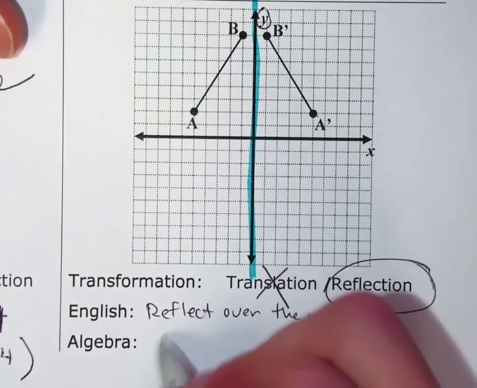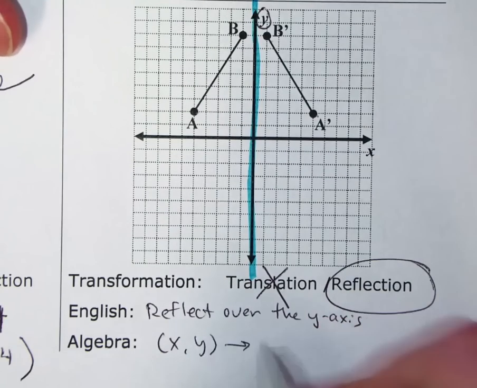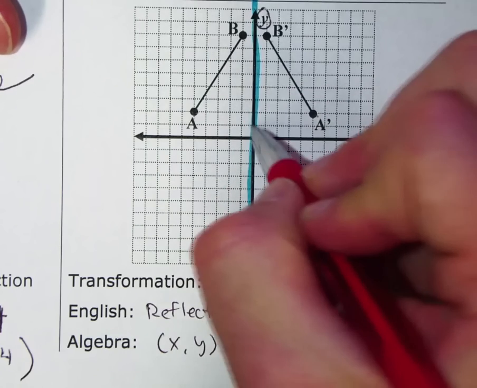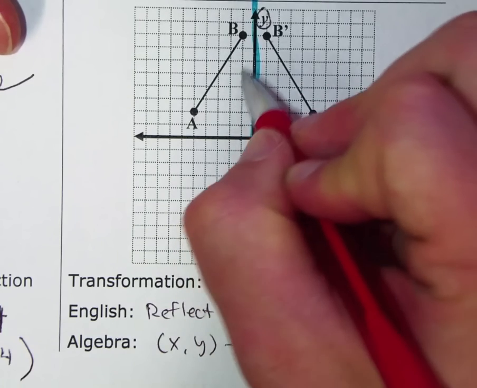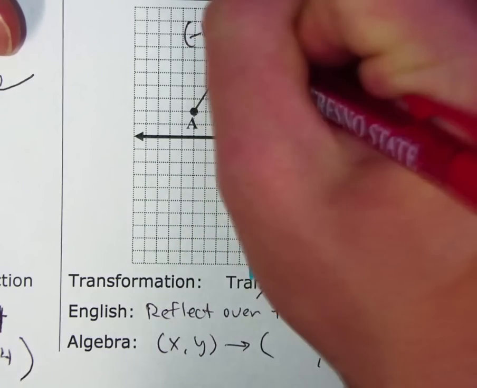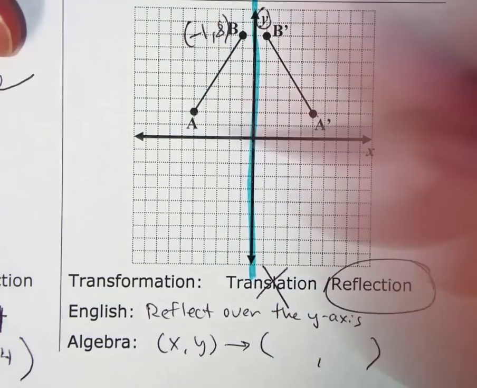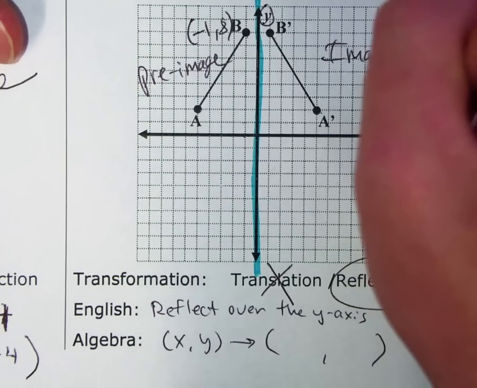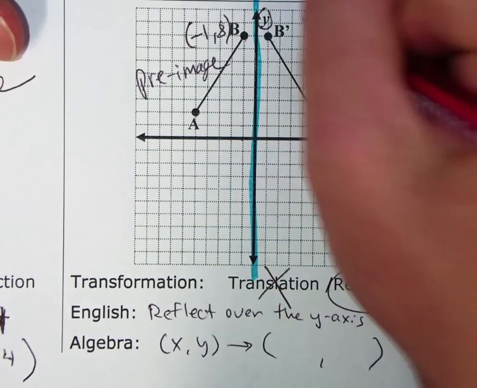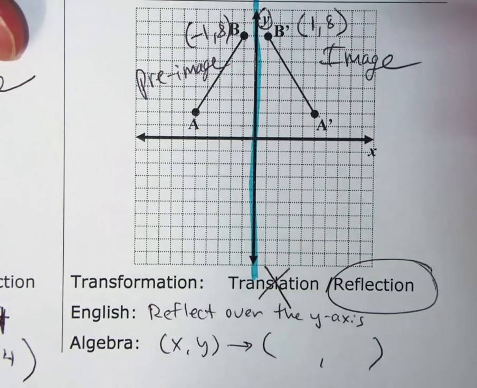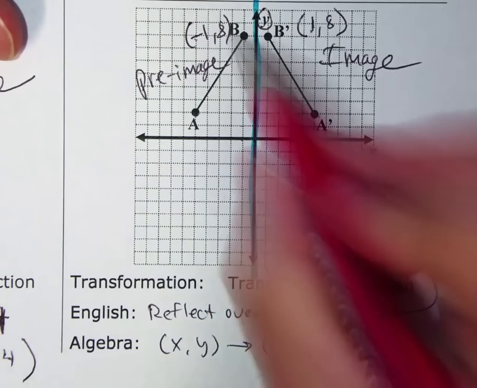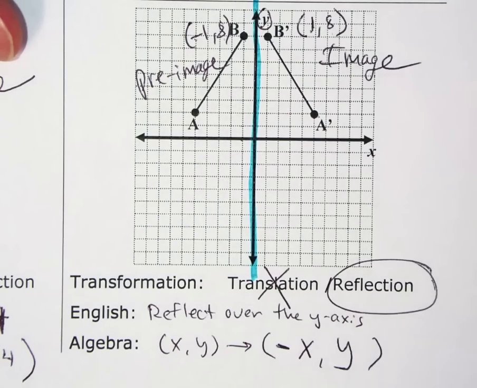What's the algebra for that? Well, you take any point x, y, and what do you do to it? Well, let's see. Let's take a look here at B. B looks to be -1, 1, 2, 3, 4, 5, 6, 7, 8. -1, 8. This here is my pre-image. This over here is my image. And B ends up being positive 1, 8. So what changed? What didn't change? Well, x, it was the opposite. So I want the opposite of x, while y stayed the same.